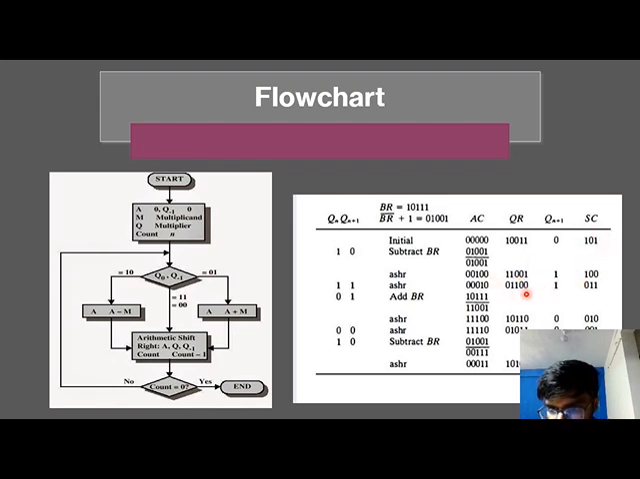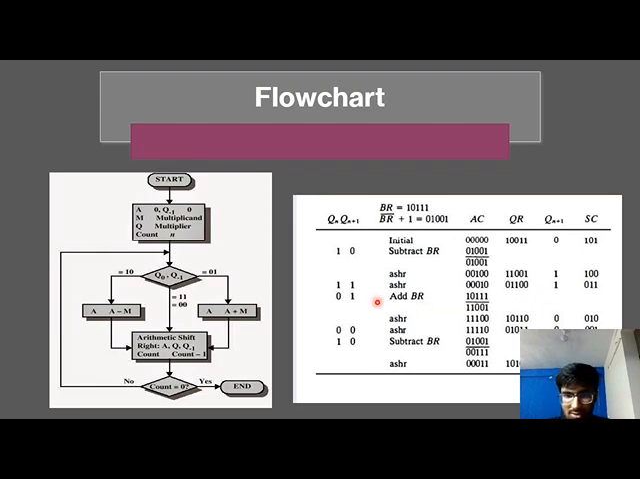Now the last bits Qn and Qn plus 1 are 0 and 1. For 0 1, addition occurs. Then the last bits are 1 1. For 1 1, a direct arithmetic shift right happens. So an arithmetic shift right of AC, Qn and Qn plus 1 occurs, and then the sequence counter is 3. Now Qn and Qn plus 1 is 0 1.